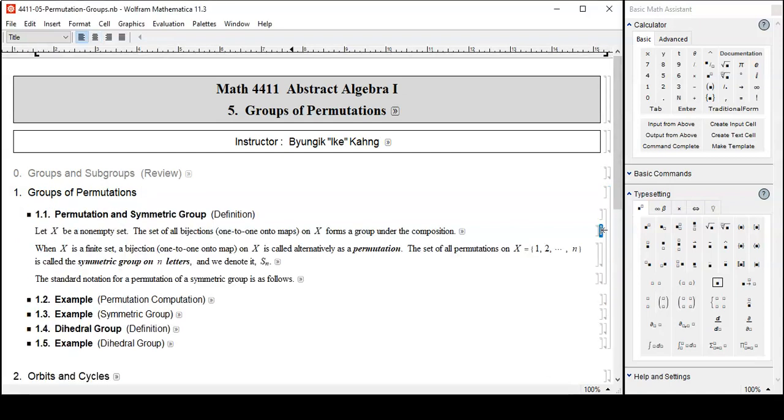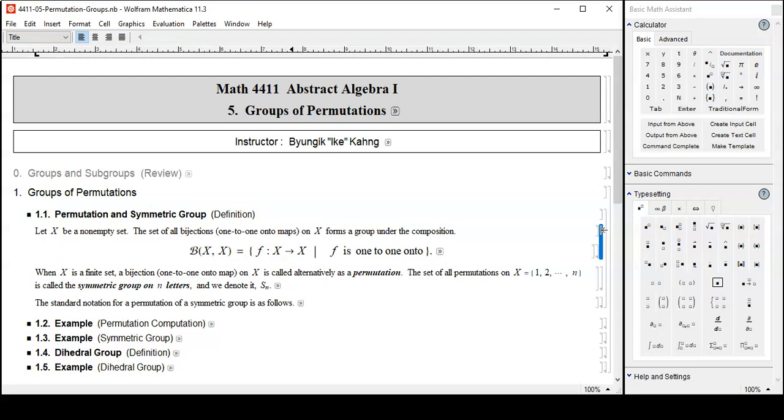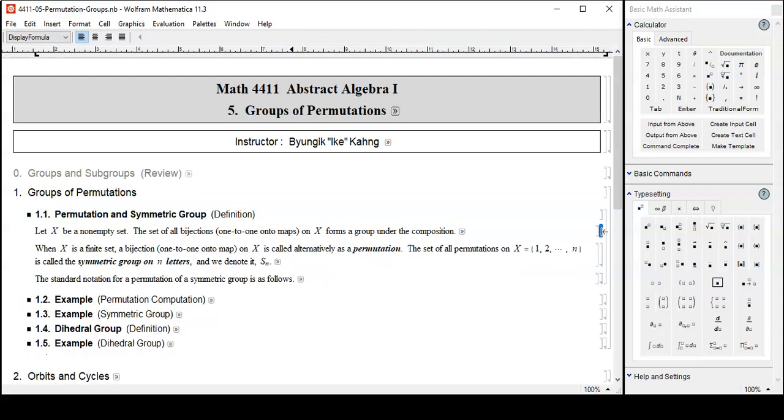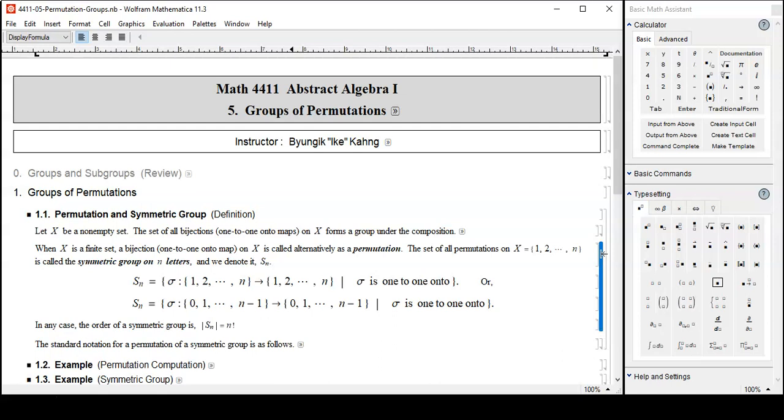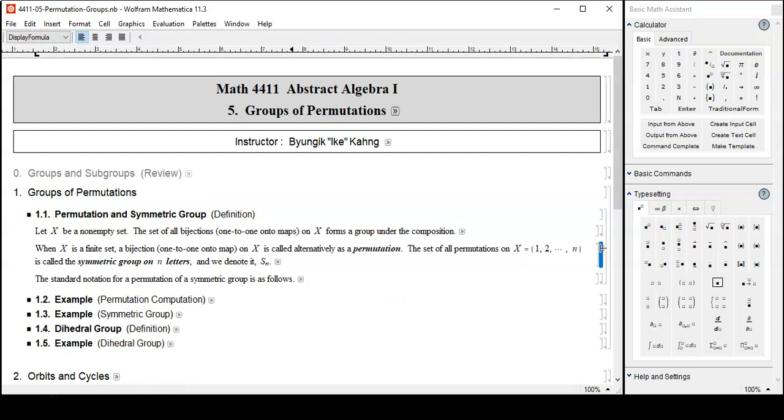Everything began from a non-empty set. Any non-empty set will do, and then from there we can form a group of bijections under the composition operation. In a special case, when the starting set is a finite set, we call such bijections permutations, and we can form the groups of permutations like this or like that. And then we call those symmetric groups.